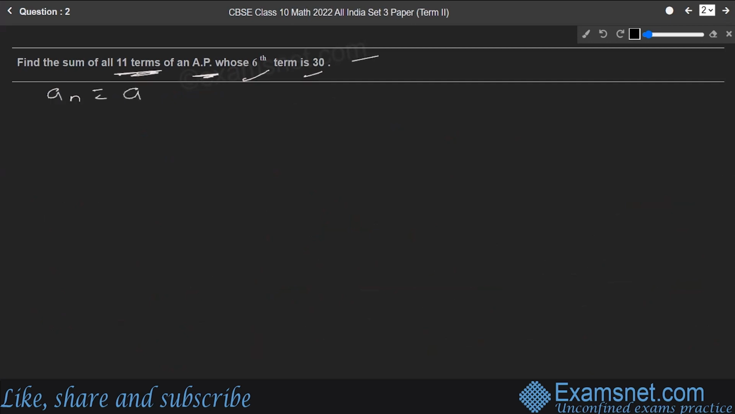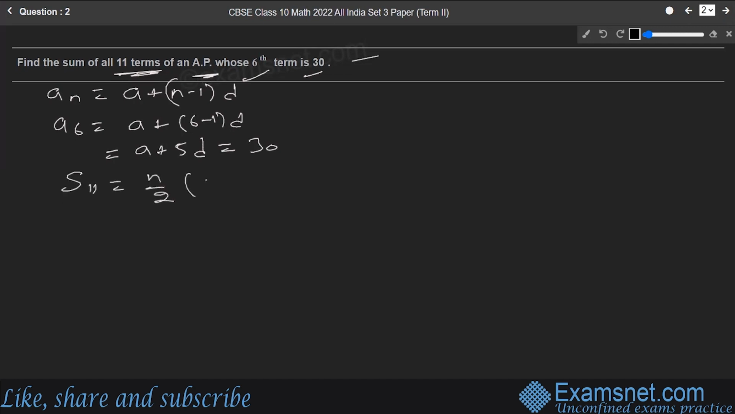The formula is a + (n − 1)d. This is the formula for the nth term. He has given the sixth term is 30, so we can write a6 is equal to a + (6 − 1)d. That is nothing but a + 5d, and that is already given as 30. a + 5d is given as 30. We are supposed to find S11, sum of 11 terms. The formula for sum is n/2 [2a + (n − 1)d]. This is the formula for sum.